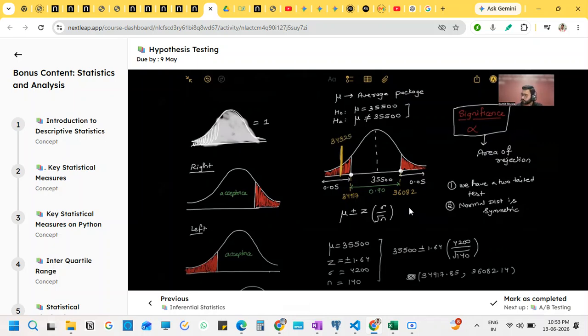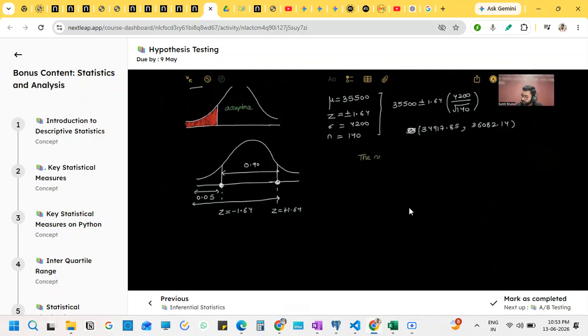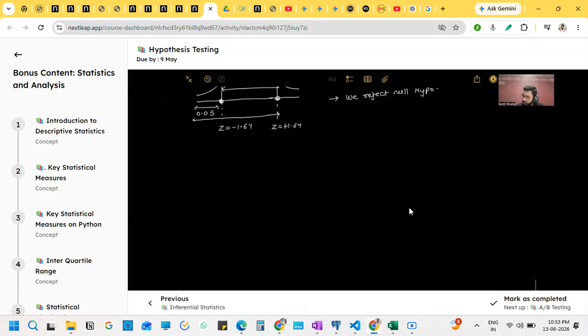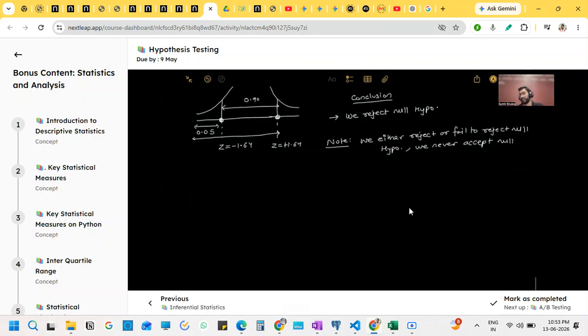Now, since it is lying in the area of rejection, the right way of conclusion, let me write the conclusion part. Conclusion is we reject the null hypothesis. We either reject or we fail to reject. Now, this is an important note for all of you: we either reject or fail to reject the null hypothesis. We never accept null or we never accept alternative.